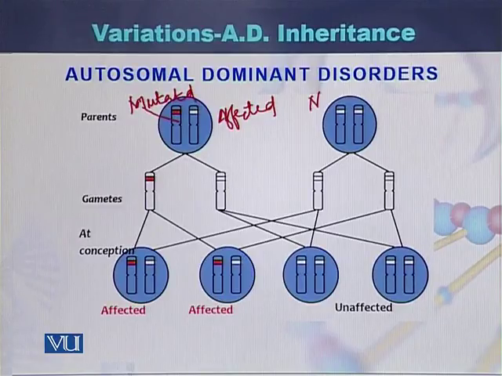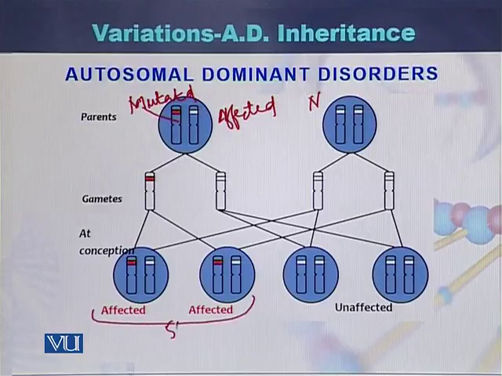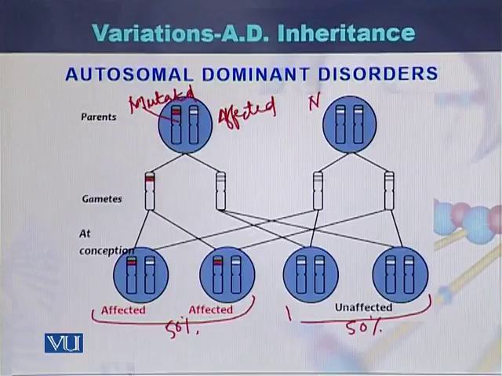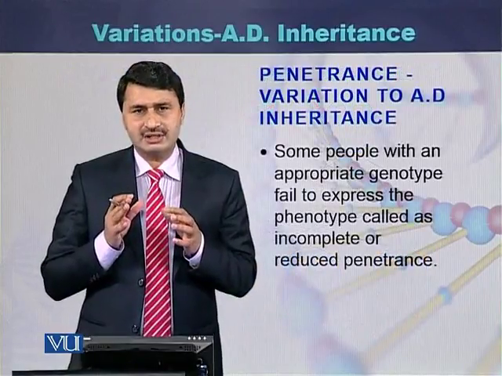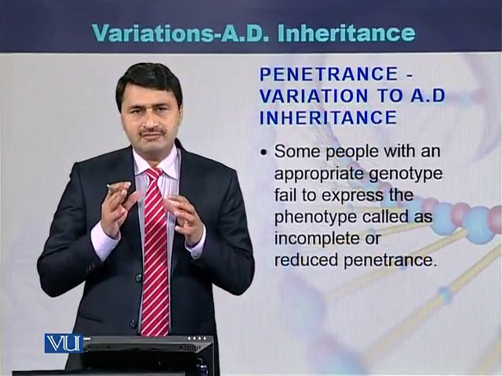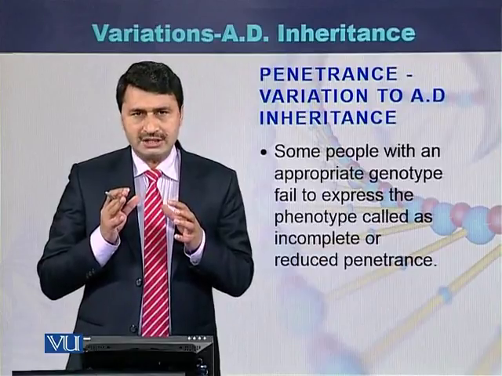So in a cross of two individuals where one individual has the disease while the second individual is normal, there would be a 50% chance that the progeny will be affected and 50% will be normal in case of autosomal dominant disorders. But there are certain variations which have been seen with autosomal dominant inheritance.